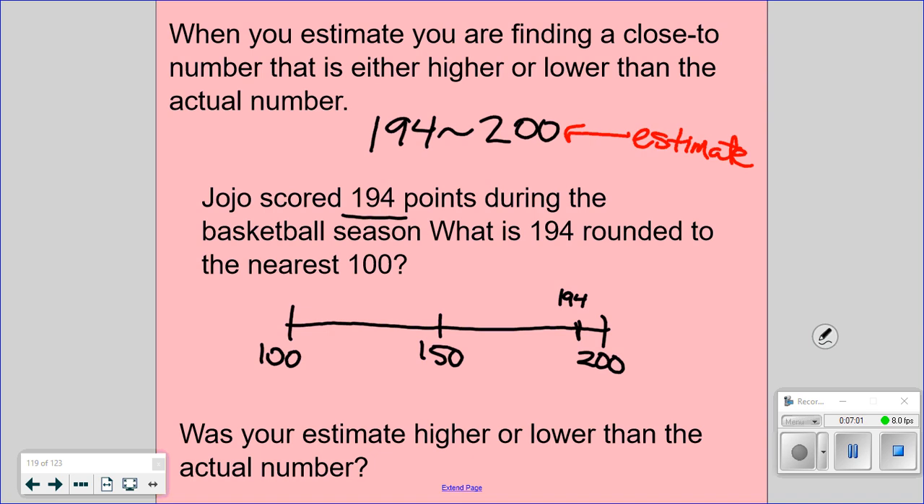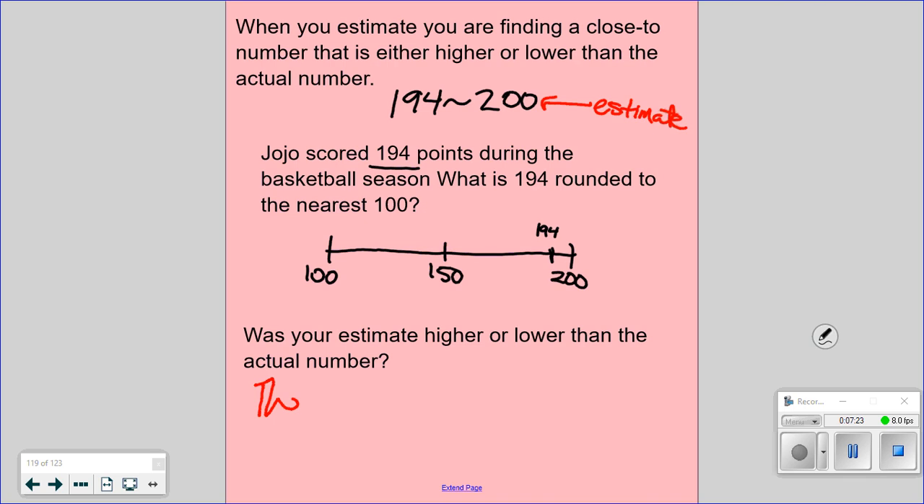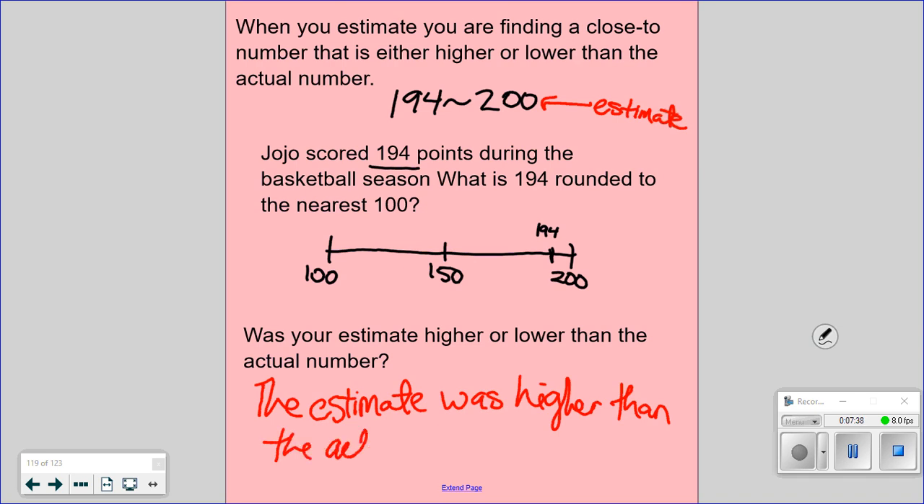Is your estimate higher or lower than your actual number? Look at our problem. In our problem, was our estimate higher or lower? Higher. We need to write that sentence. The estimate was higher than the actual. Because our actual number of points that he scored was 194. We estimated 200. That's a higher estimate than what it actually is.